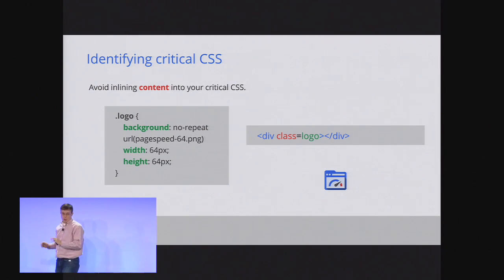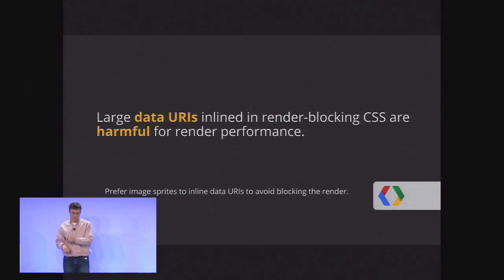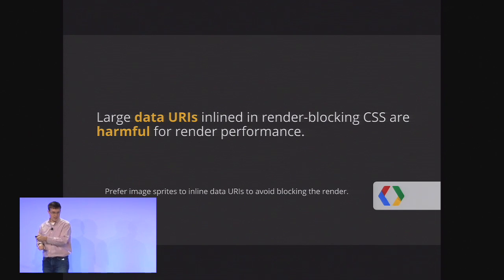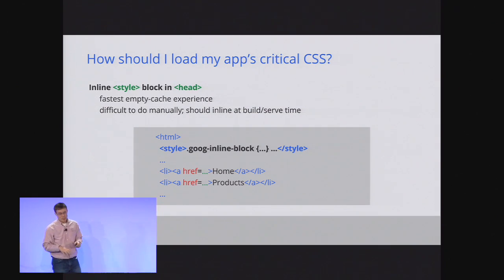So on mobile, again, where downloading additional content in the critical rendering path is expensive, I encourage people to not take that approach, except for maybe very small data URIs, right? So I would say that large data URIs inlined in render blocking CSS are actually harmful for render performance, and I would avoid using that approach. So then a couple more questions.